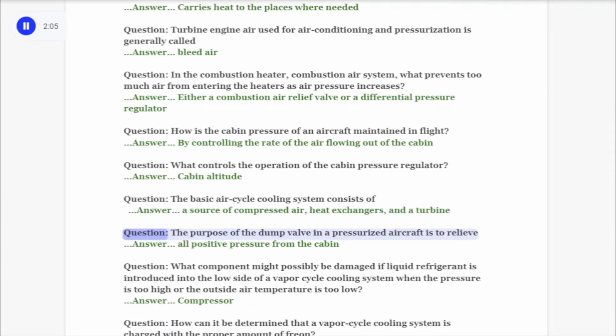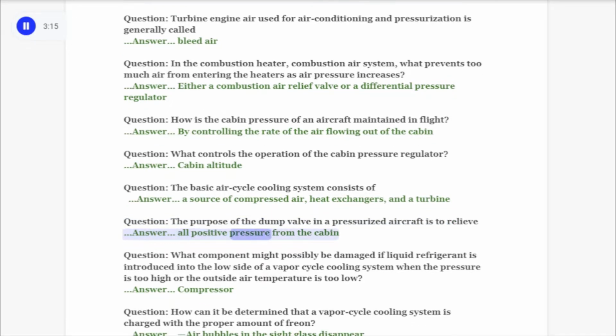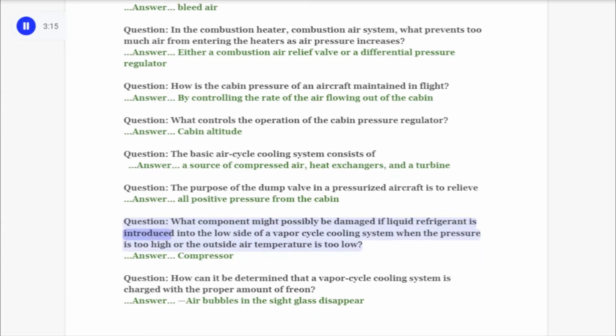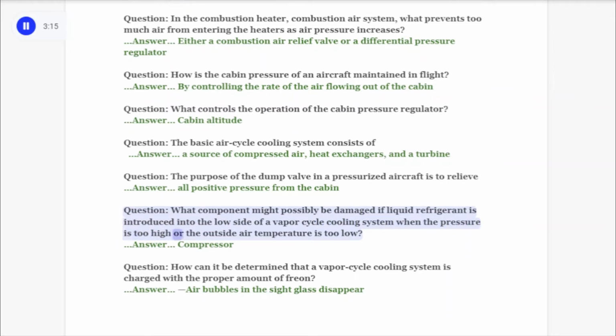Question: The purpose of the dump valve in a pressurized aircraft is to relieve? Answer: All positive pressure from the cabin. Question: What component might possibly be damaged if liquid refrigerant is introduced into the low side of a vapor cycle cooling system when the pressure is too high or the outside air temperature is too low?